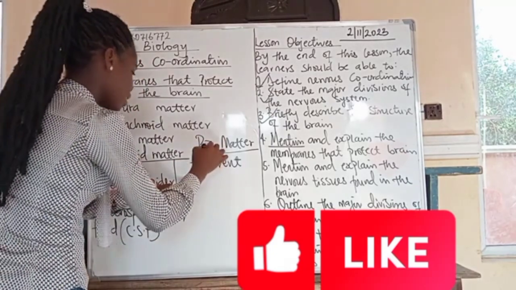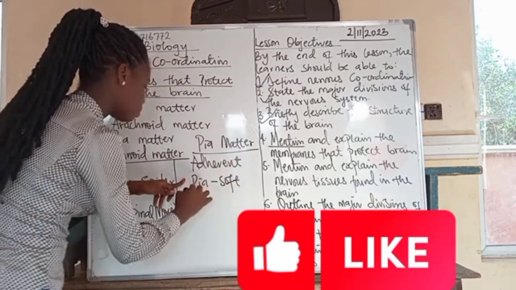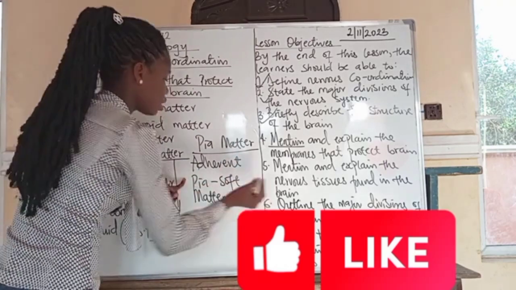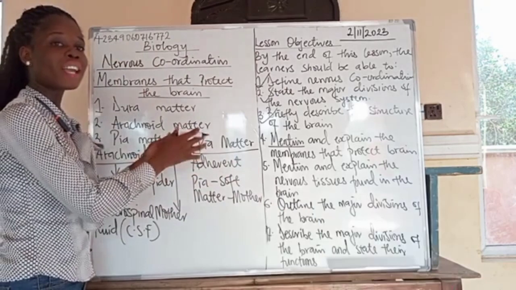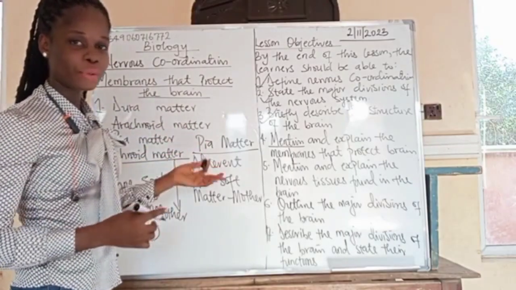The word pia means soft, while mater means mother. The pia mater is made up of a network of capillaries that supply oxygen and other nutrients to the brain.